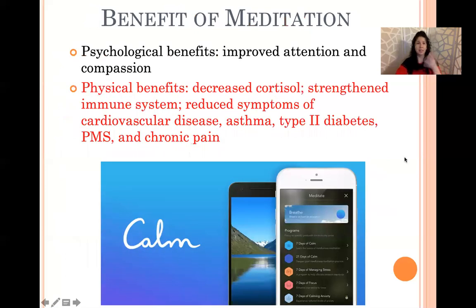Right, the benefit of meditation, kind of mentioned this here. There's a lot of psychological benefits. So there's some physical benefits. The physical benefits, think about it, decrease cortisol. What that means is when you meditate, you are decreasing the stress hormone in your bloodstream. By decreasing the stress hormone, you're not as stressed out. This is good. Strengthen your immune system. Your immune system helps you fight off disease, the common cold, and all of those different things. Reduce symptoms of cardiovascular disease.